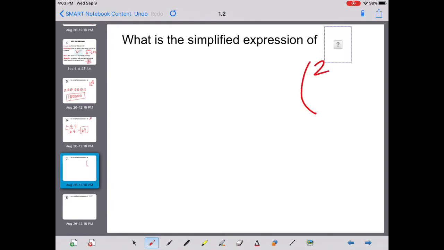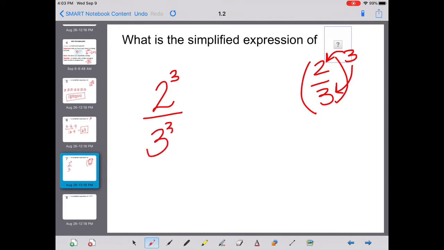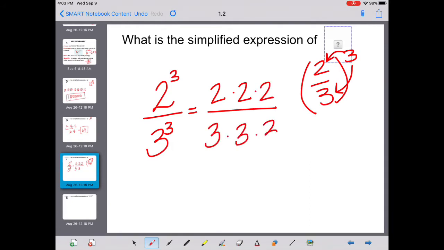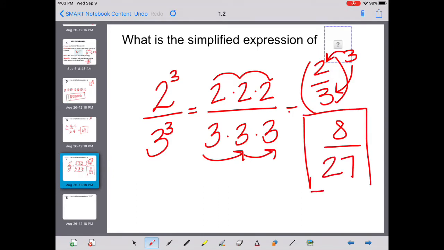What is the simplified expression of 2/3 to the 3rd power? Okay, this exponent on the outside actually needs to get shared with both the top and the bottom of this fraction. So that's like having 2 to the 3rd power on top, 3 to the 3rd power on the bottom. On top I have 2 times 2 times 2. On the bottom I have 3 times 3 times 3. Well, 2 times 2 is 4, times another 2 is 8, so on the top I have an 8. 3 times 3 is 9, times another 3 is 27. So my simplified answer is 8 over 27.